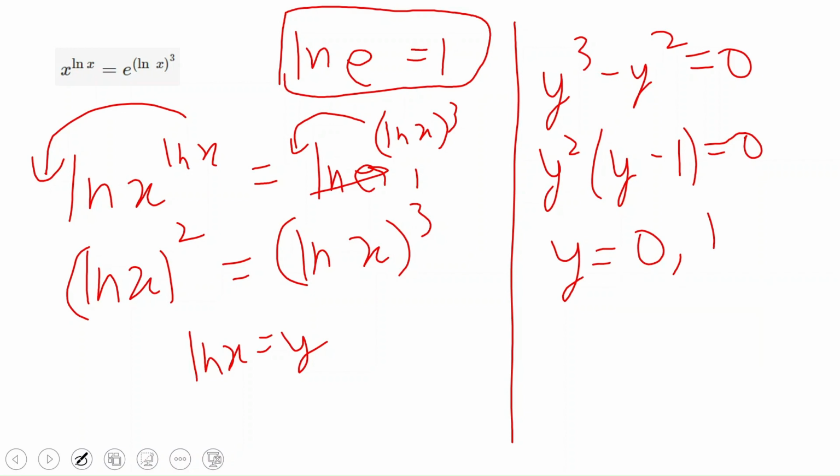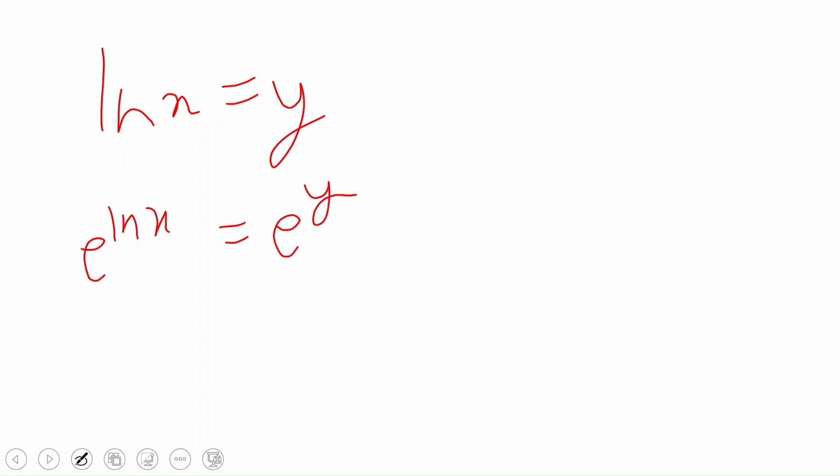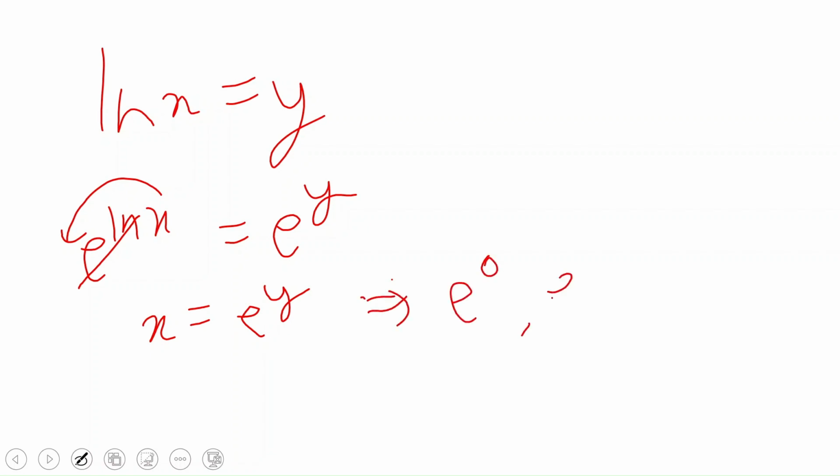Now let's put this over here. ln of x is equal to y, which means that if you put e to the power ln x is equal to e to the power y, this over here is simplified to give us just x. So x is equal to e to the power y, and that is nothing but y is 0 and y is 1. So e to the power 0, e to the power 1 will give us 1 comma e. Those are going to be the solutions to this equation.